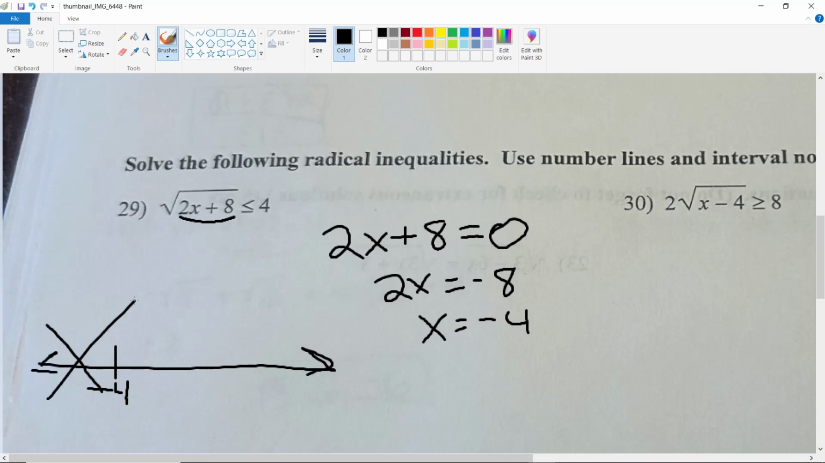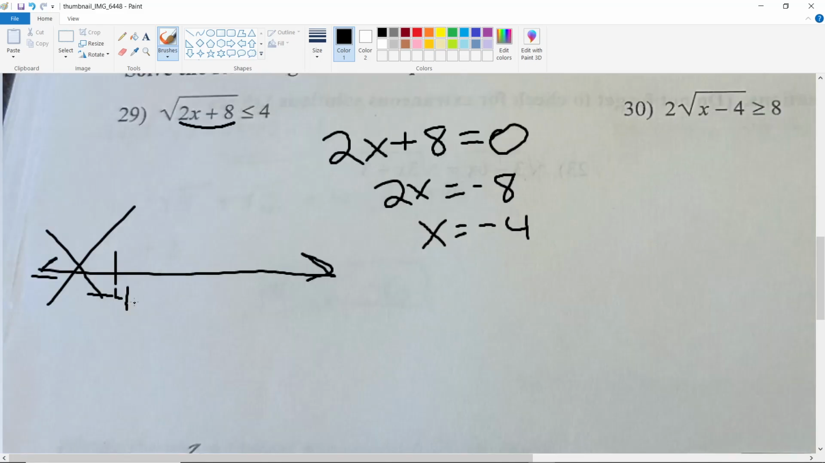To the right will be, but let me try a number to the right, 0. 2 times 0 is 0, plus 8 is 8. It's positive under the square root, that's fine. So anything to the right of that can be part of the solution. Now I take the original inequality and I turn it into an equality. 2x plus 8, the square root of that, equals 4.